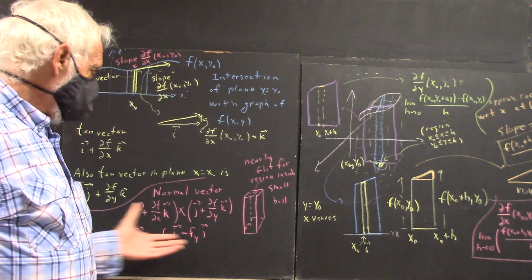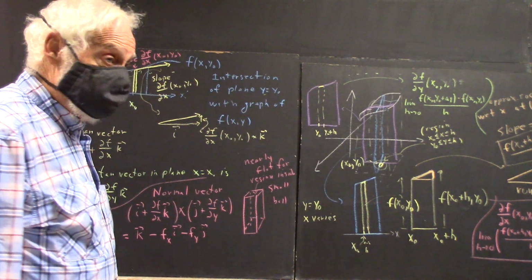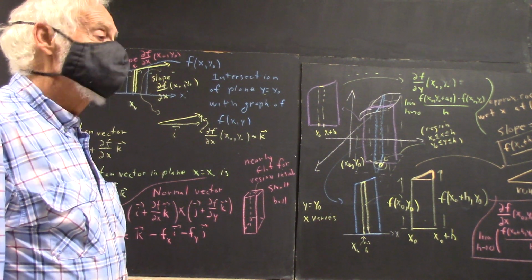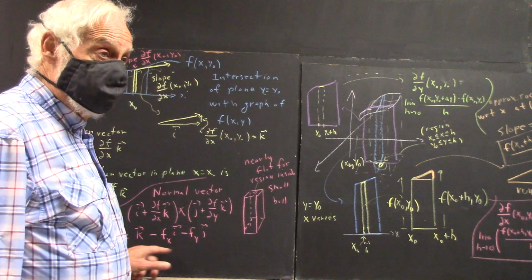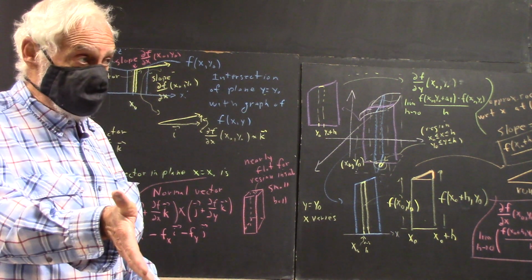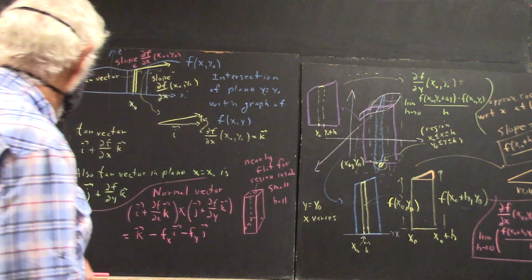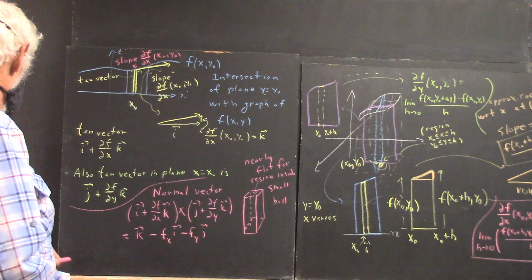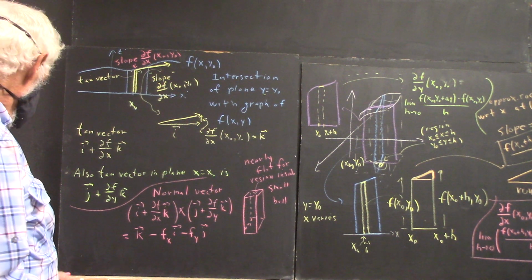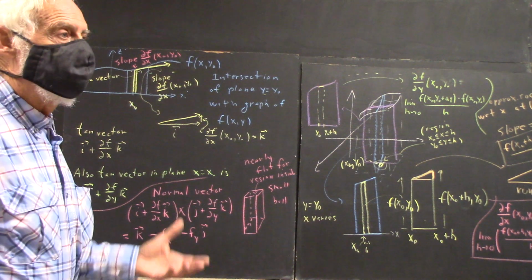Now sometimes, of course, it all comes out in symbols. Still, think about this picture. If it's in symbols, you don't know whether fx is positive or negative. You don't know whether fy is positive or negative. So you don't know if it's this way or this way. Now, what's the big deal about the normal vector? Well, if you have the normal vector, you can do the tangent plane.